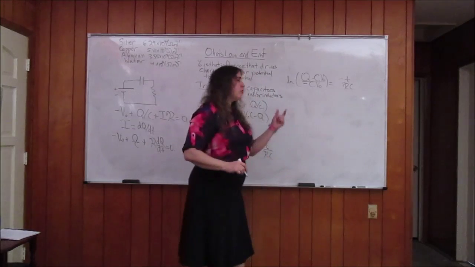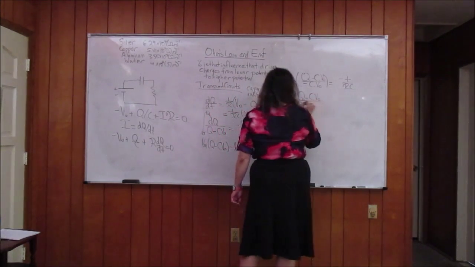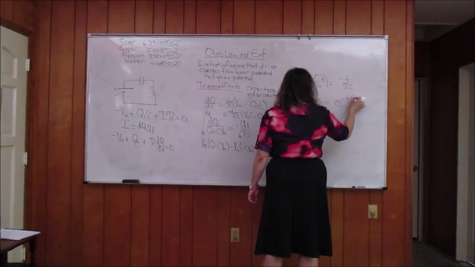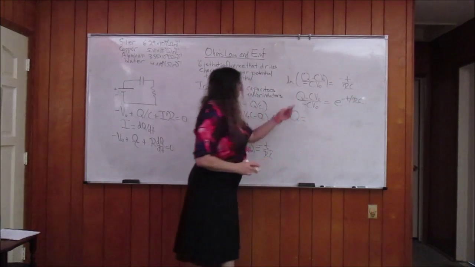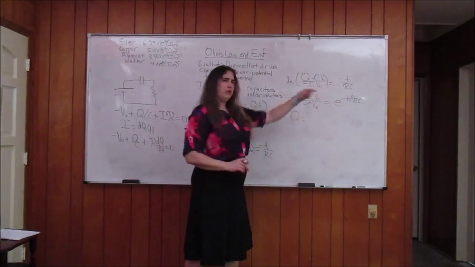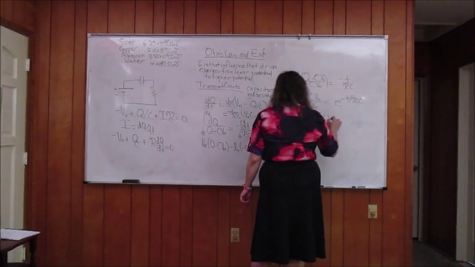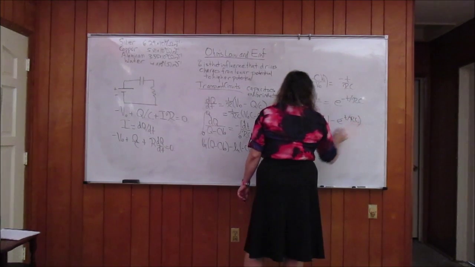Taking an exponential of both sides, and multiplying through by minus CV naught and then pulling this term over to the right-hand side, we wind up with CV naught, 1 minus e to the minus t over RC.